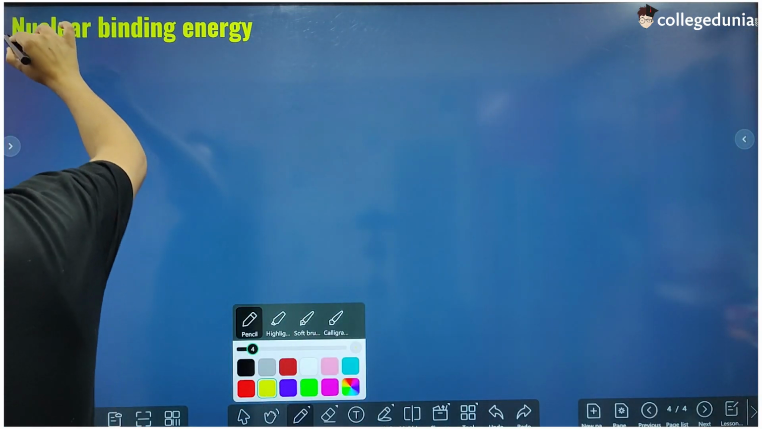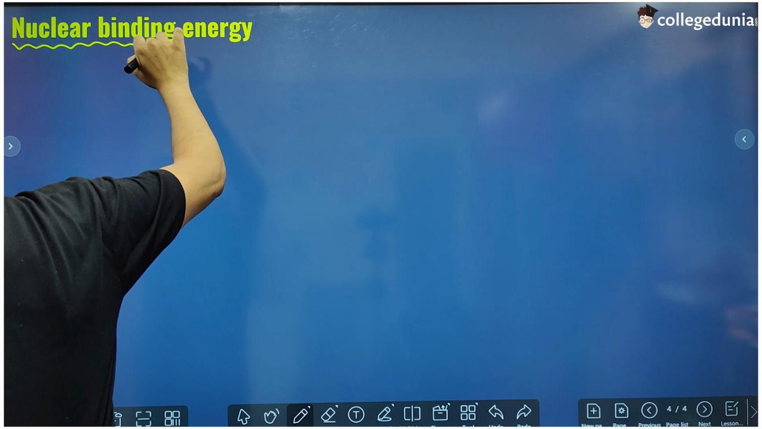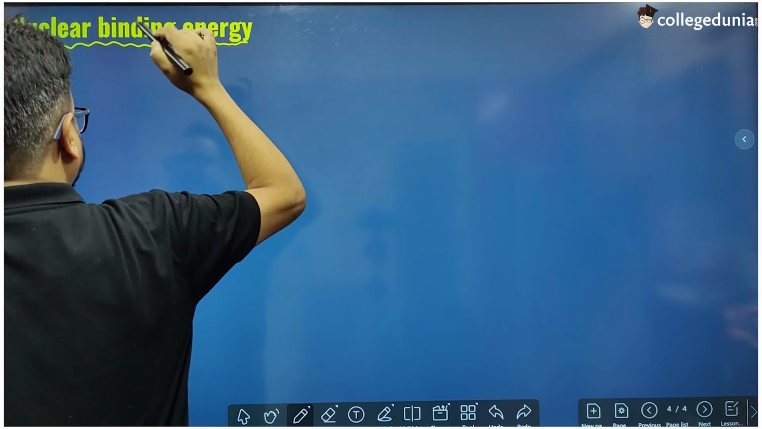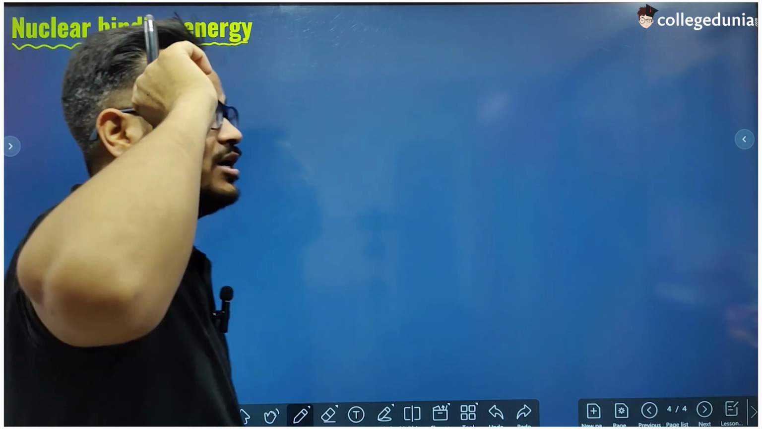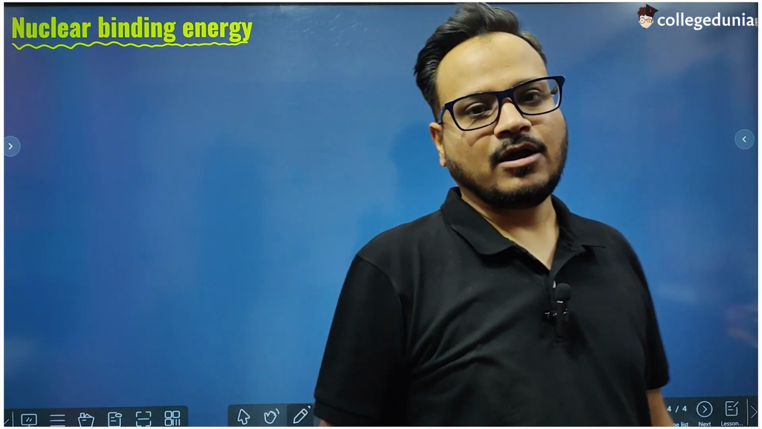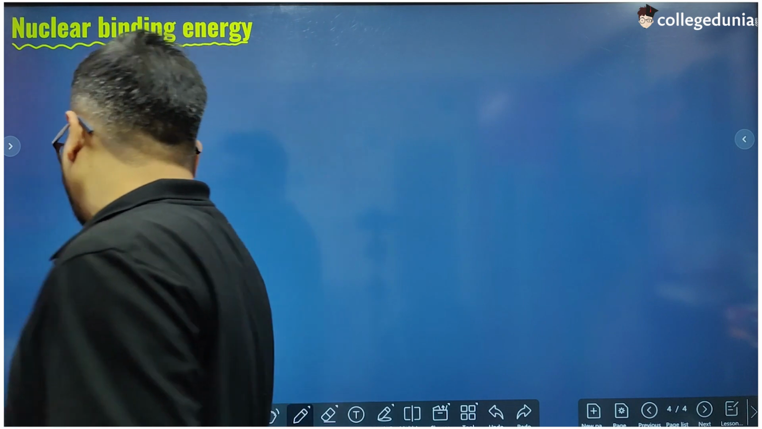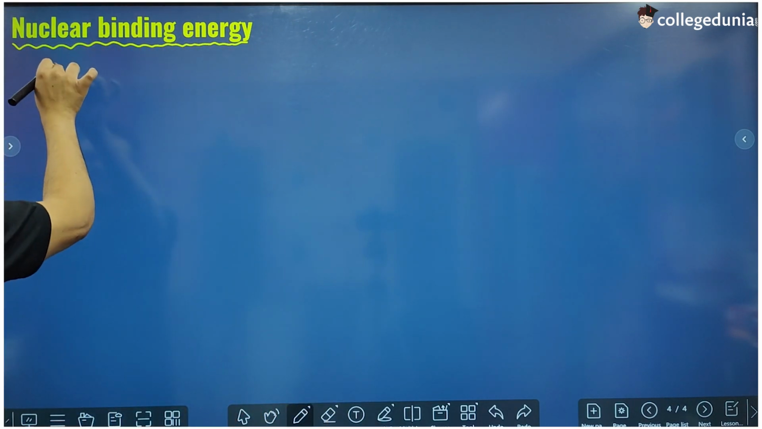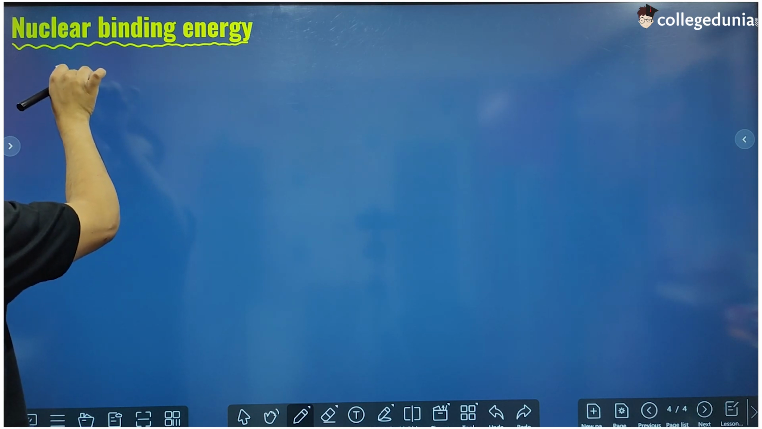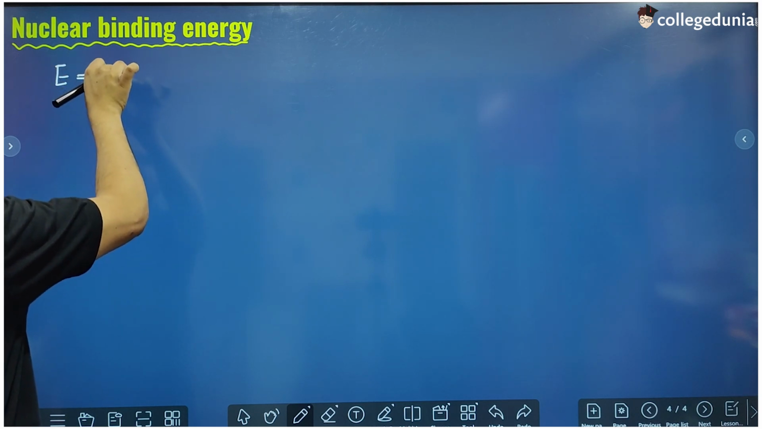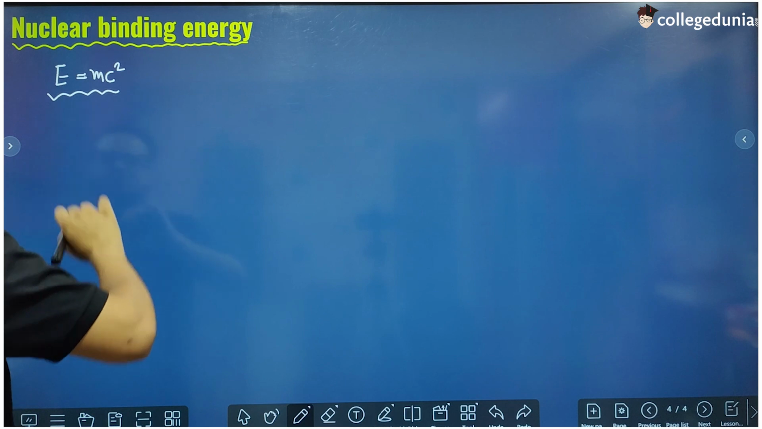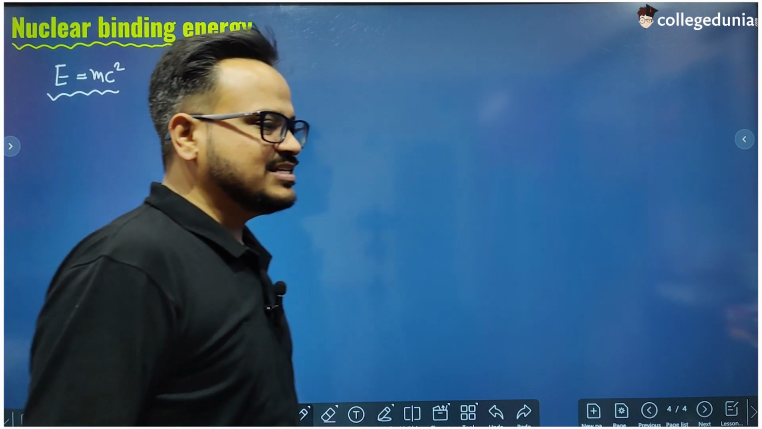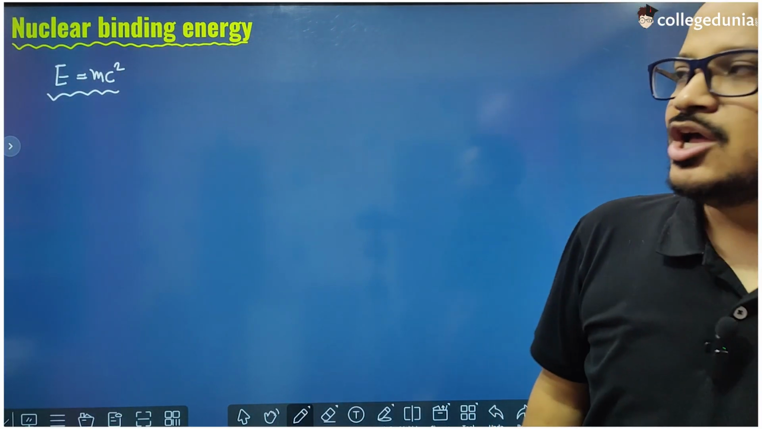We will see why a nucleus is very stable. Where is this energy coming from? So what happens? You must have heard a very important equation, Albert Einstein's important equation, which is E equal to mc square, right? So we will see the meaning of each and every term which is present in this equation.